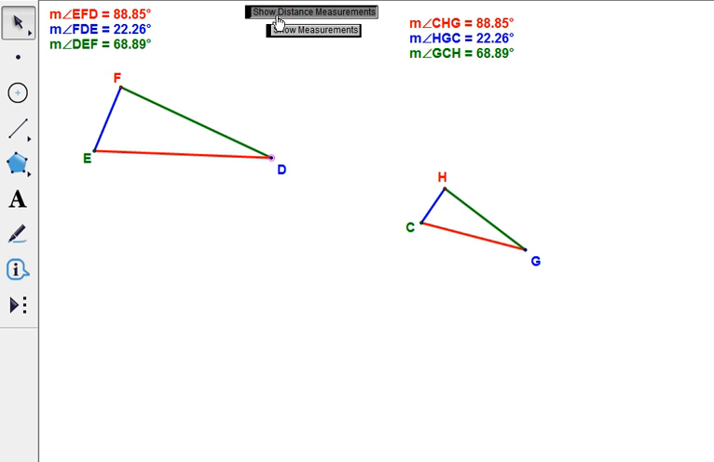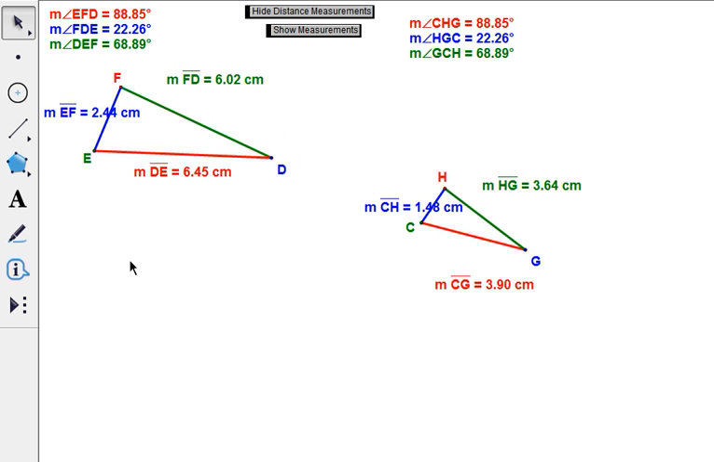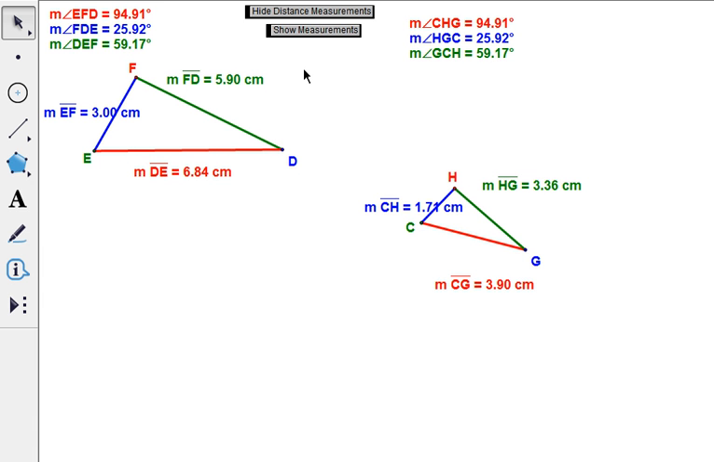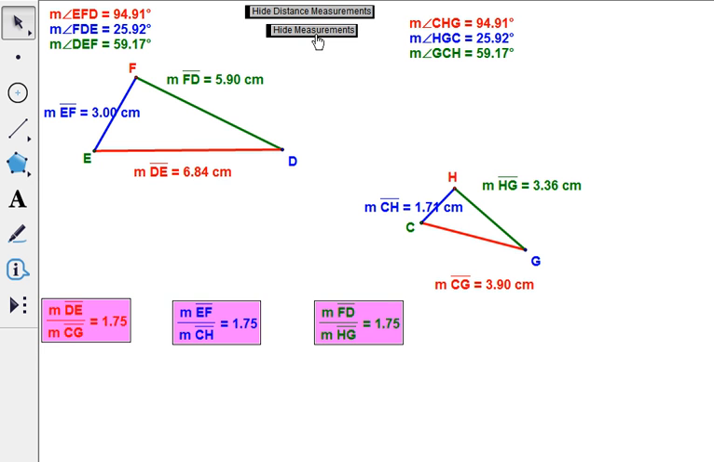What I want to show you here is that there are all the side lengths on my 2 triangles. I can change it and their measurements change. Now what I want to look at is the ratio of the corresponding sides. Notice right now they're all equal.